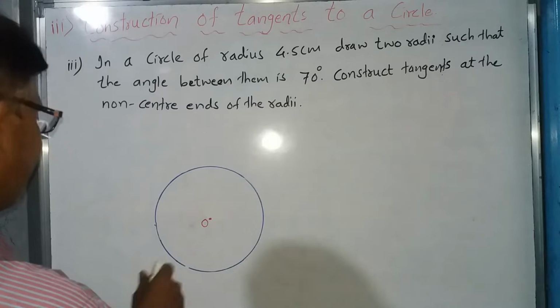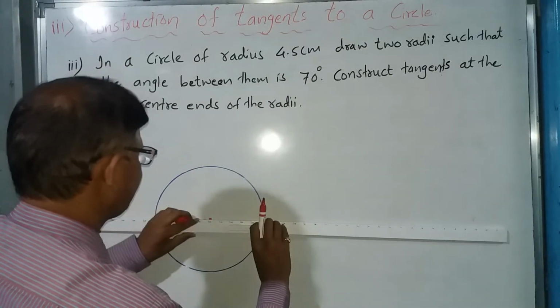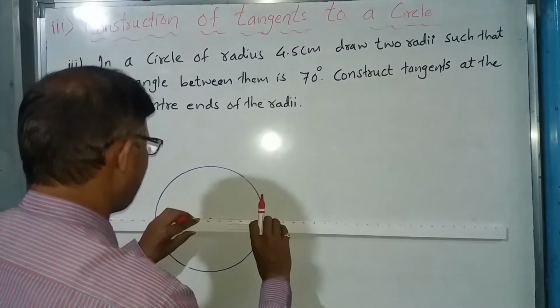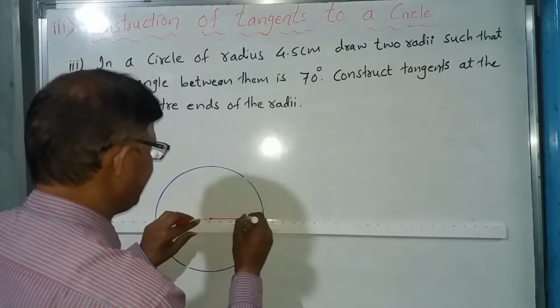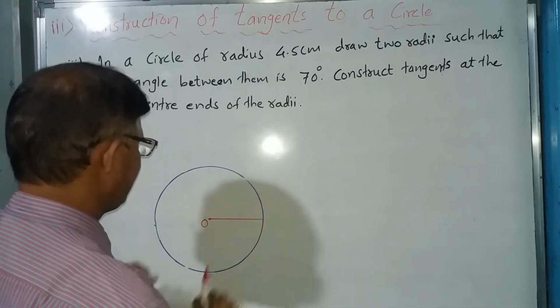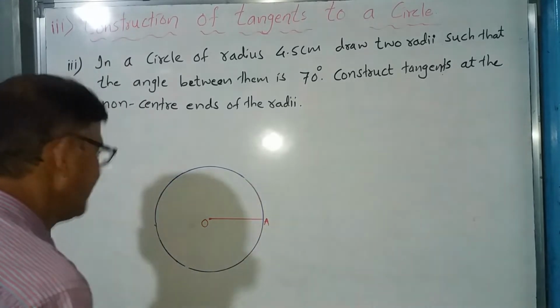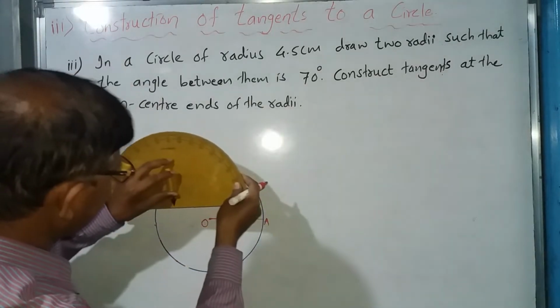So first of all let us mark one radius. Anywhere you can take it, but just for our convenience this is better. Straight. So this is a radius. OA is one radius. Okay. We will take another radius which makes an angle of 70 degree with this radius. This is radius number 1.